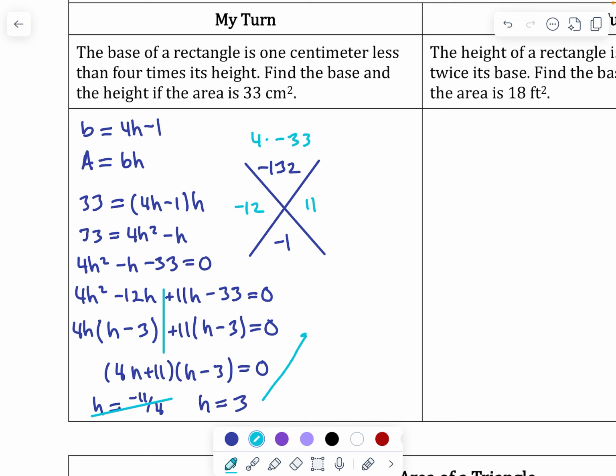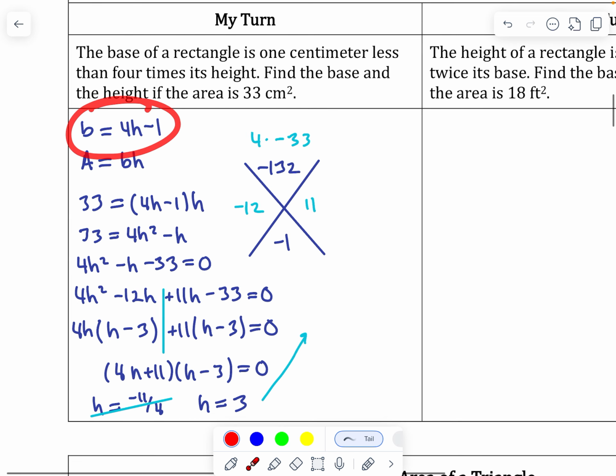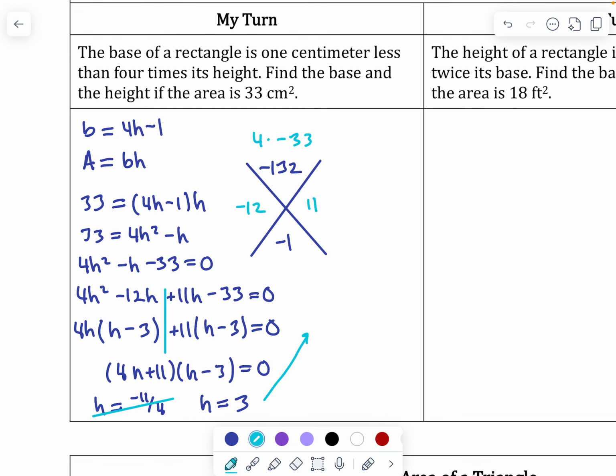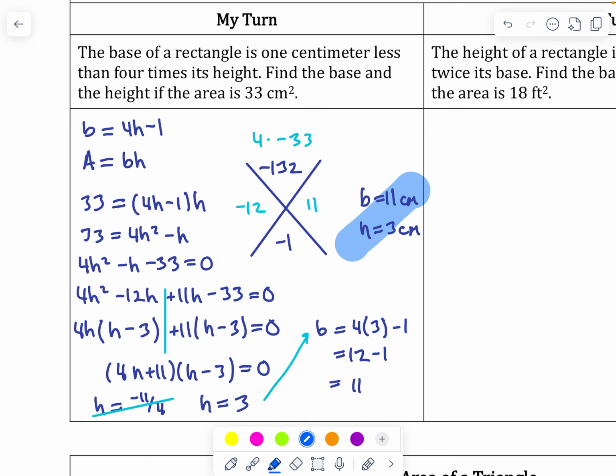We can find the base by making use of the very first thing that we wrote, right? The base is 1 less than 4 times the height. The height is 3, so that's going to be 4 times 3 minus 1, 12 minus 1, which is 11. So the base is 11 centimeters and the height is 3 centimeters. That right there is the solution.